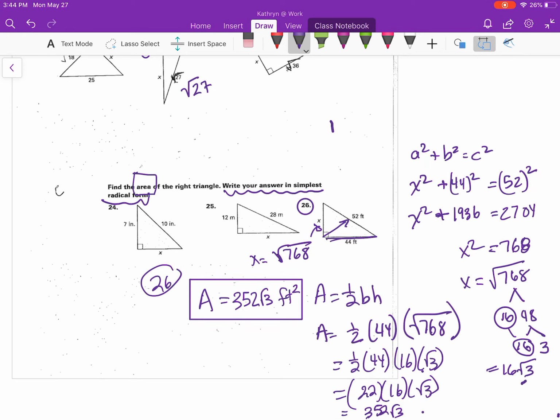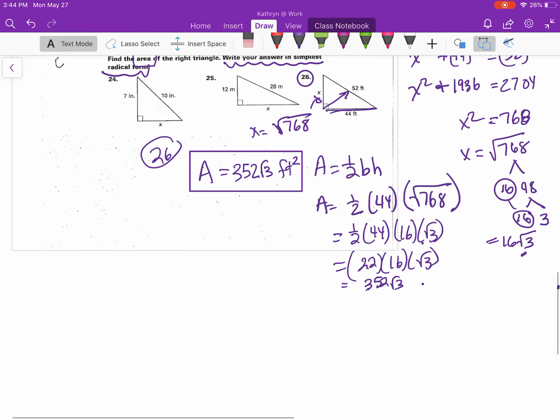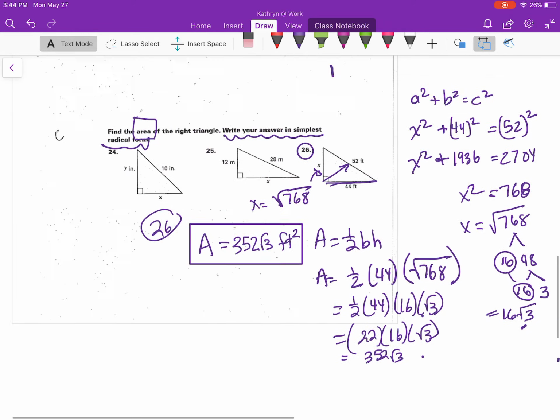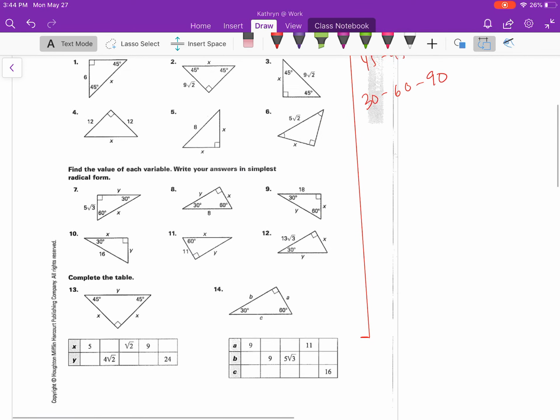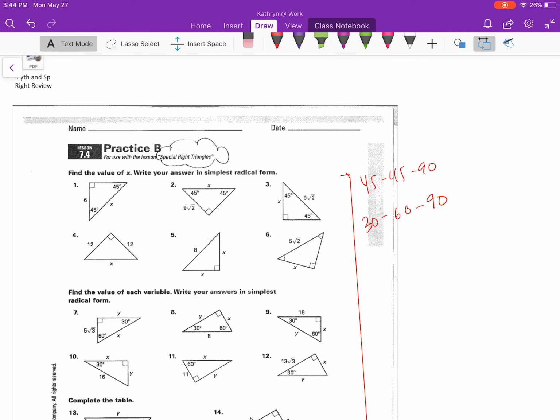There's our answer. Go ahead and try number 24 and 25 on your own. And I will make another video doing some of the examples on the front here for the 45, 45, 90 and 30, 60, 90 triangles.